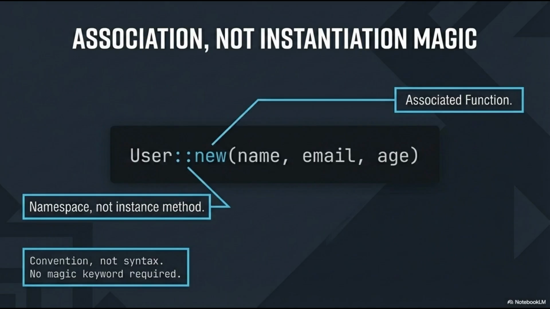You handle it through convention. Inside your impl block, you define an associated function. Yeah, it's simply a function that does not take a self parameter as its first argument. It doesn't operate on an instance. It acts more like a static method in Java. Yeah. And by overwhelming community consensus, you name the primary initialization function new.